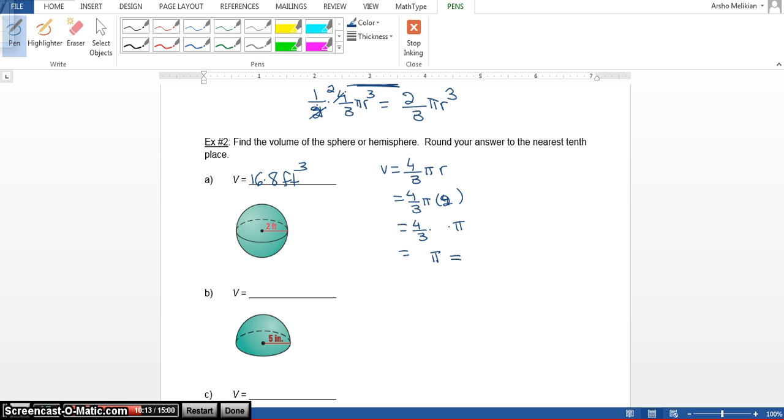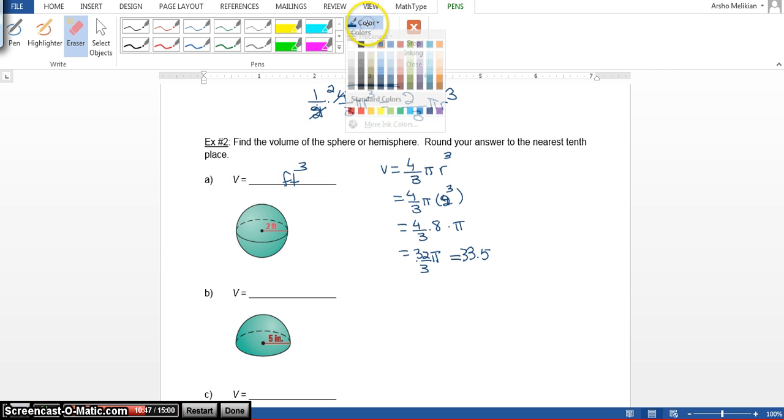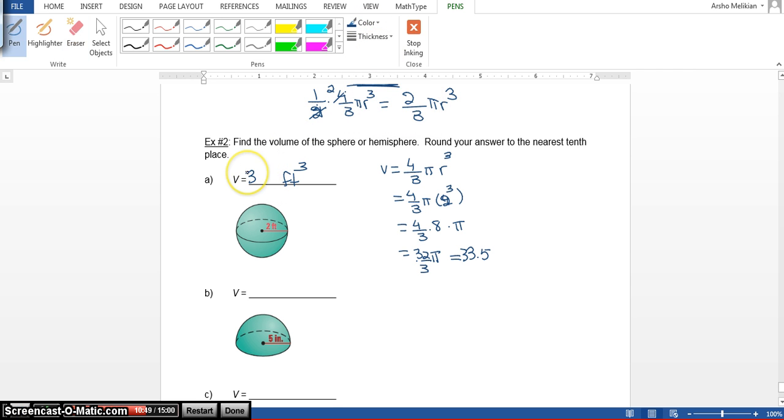All right, so this is going to be 4/3 pi r cubed, not squared, so it's 2 cubed. So it's 4/3 times 8. 4 times 8 is 32 pi over 3. And you can just plug it in as 32 pi divided by 3. It's the quickest way to do it. And we're going to get 33.5 feet cubed. So this is going to be 33.5. Is that for the hemisphere? No, this is for the entire sphere.